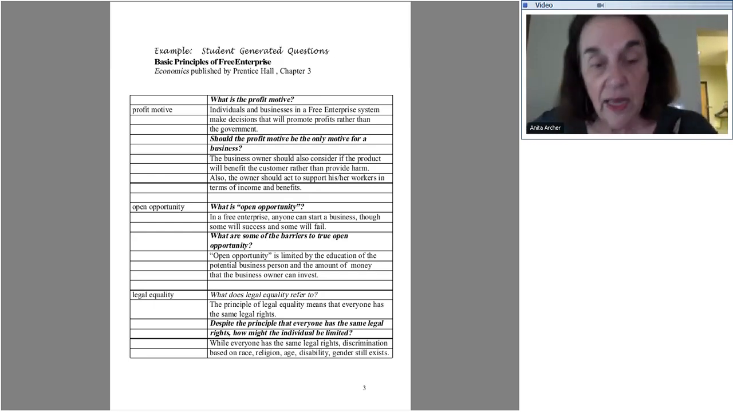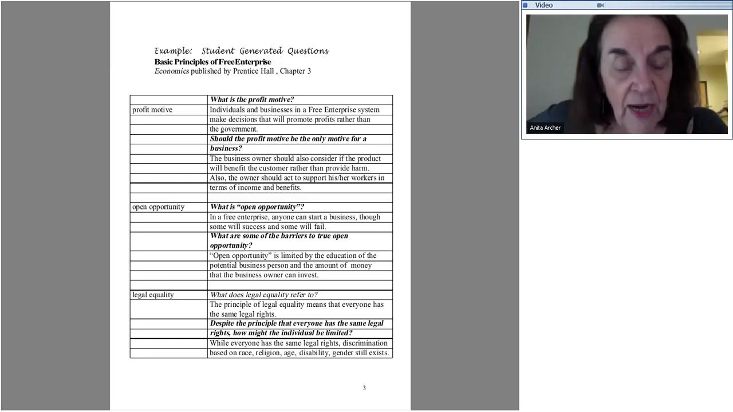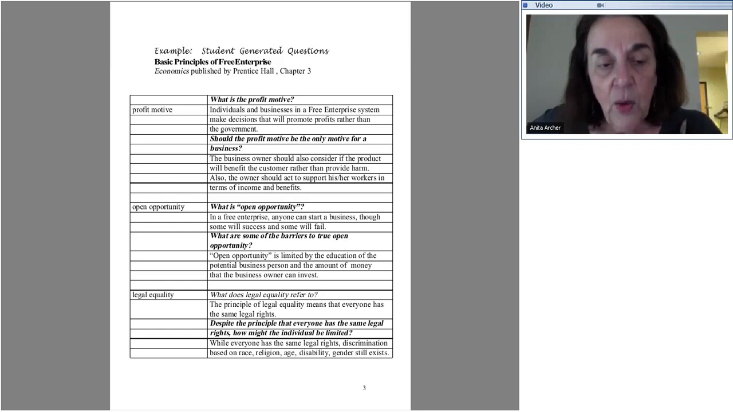Someone might say, well, yes, why have a business if it's not for profits? Other people might, as this writer said, say the business owner should also consider if the product will benefit the customer rather than provide harm. Also, the owner should act to support his or her workers in terms of income and benefits. So now why might we do this?